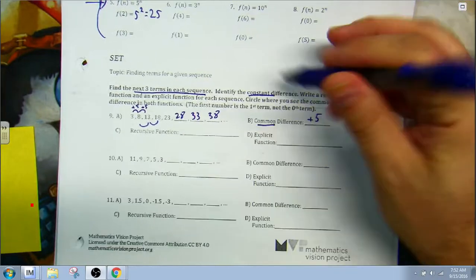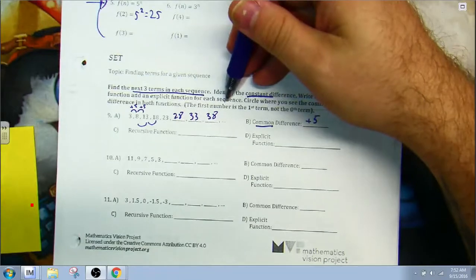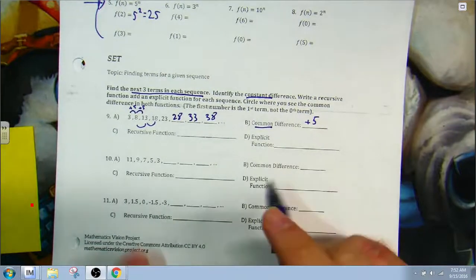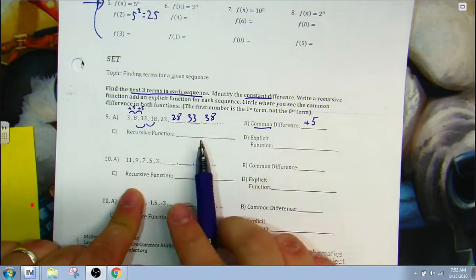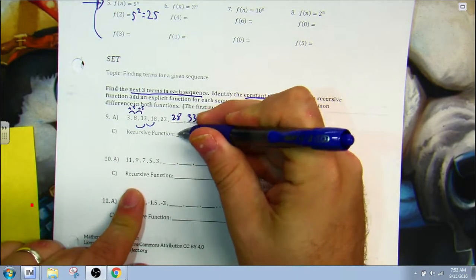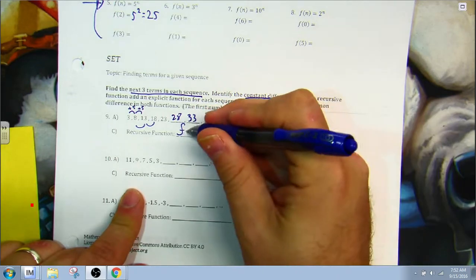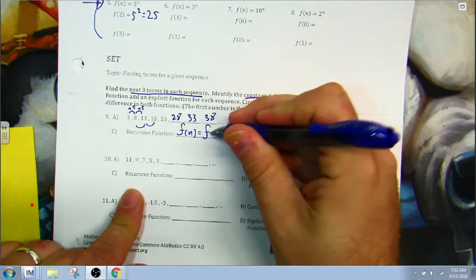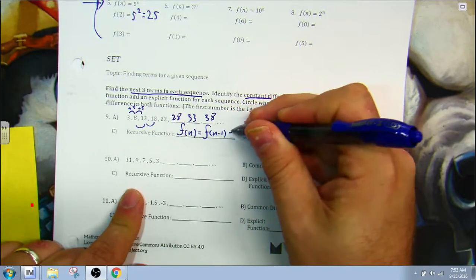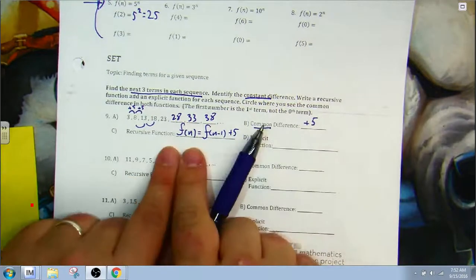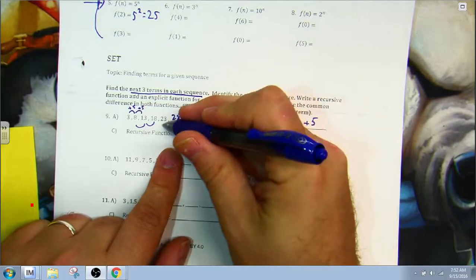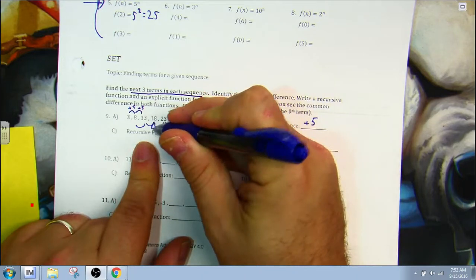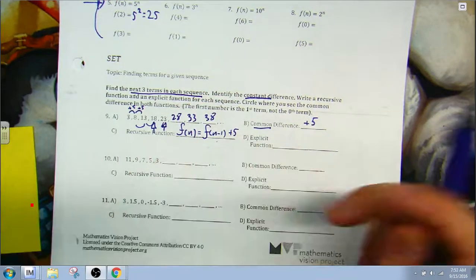And then it asks us to write a recursive function and an explicit function. So for the recursive function, I see that I'm adding 5 to the previous term. So I know that f of n is equal, so any term is equal to the previous term plus 5, right? f of n is any term, and f of n minus 1 is the previous term, plus 5. So that's how we do that.